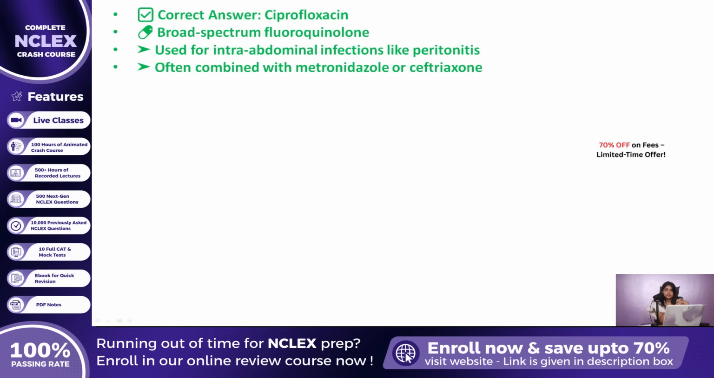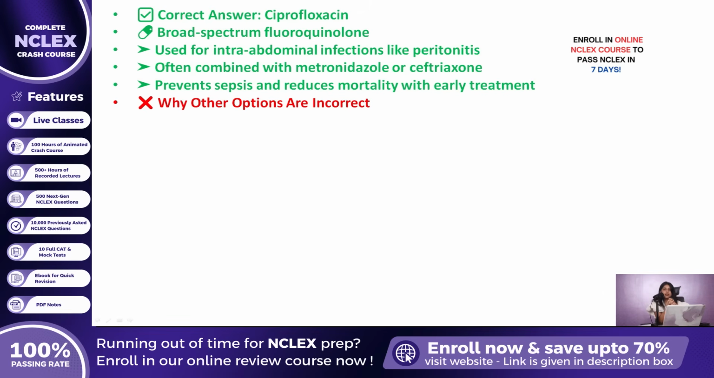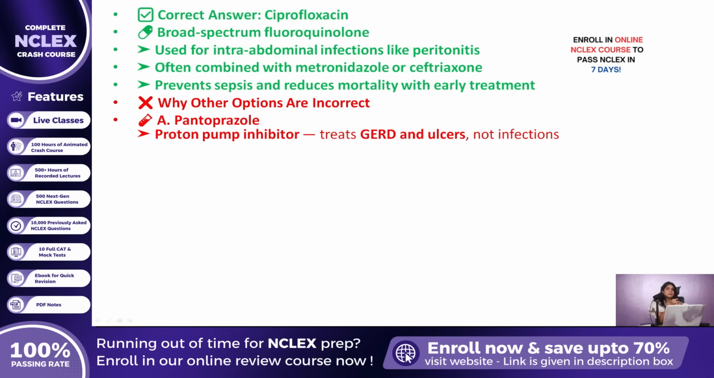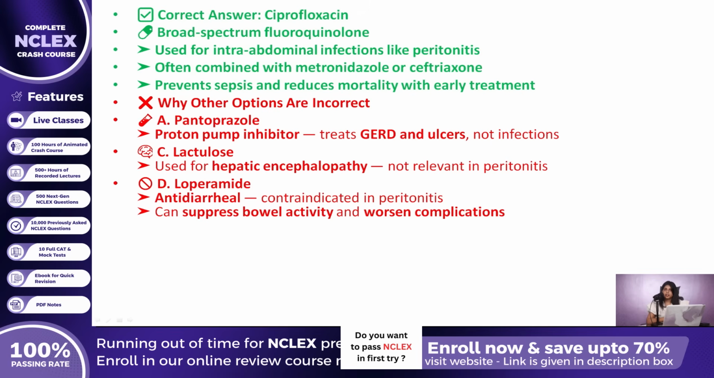metronidazole or ceftriaxone, to treat intra-abdominal infections such as peritonitis. Prompt antibiotic therapy is essential to prevent sepsis and reduce mortality. In contrast, option A, pantoprazole, is a proton pump inhibitor used for GERD and peptic ulcers and does not treat infection or inflammation. Similarly, option C, lactulose, is used to manage hepatic encephalopathy and has no role in peritonitis. Lastly, option D, loperamide, an antidiarrheal, is contraindicated because suppressing bowel activity can mask symptoms and worsen complications.